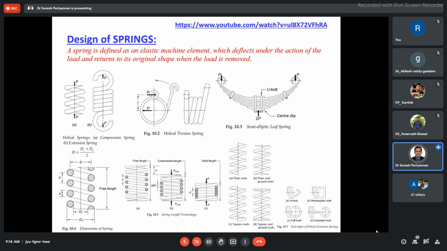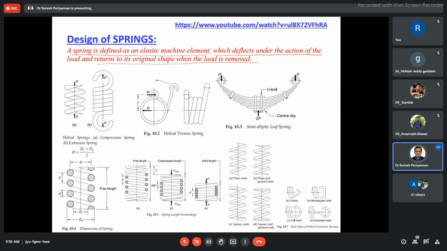Yes, a spring is defined as an elastic machine element which deflects under the action of the load, right, and returns to its original shape when the load is removed. It's a very simple mechanism. Take one simple spring, compress it, then after compressing, leave your hand, then what will happen? The spring comes to its original shape because the absorbed energy is now released.